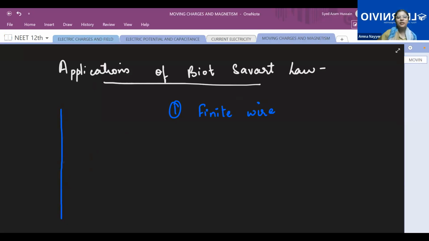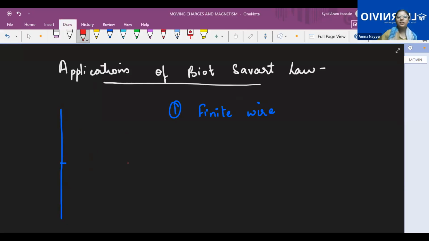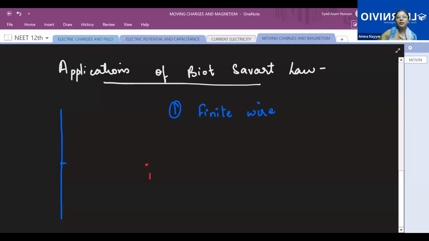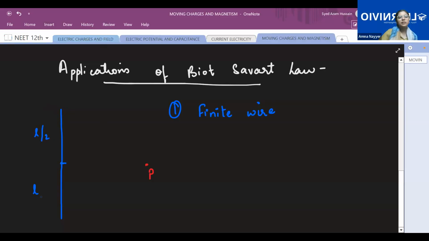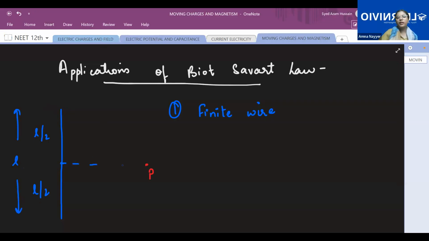And let's say a wire is there. This is the midpoint of the wire, and the magnetic field that you are calculating is at its midpoint. Let's say at this point P, we are trying to find out the magnetic field. Now, since this is finite, this part is L by 2, this is L by 2, means the total length of the wire is L. So from the midpoint, we are trying to find out what's the magnetic field at this point.